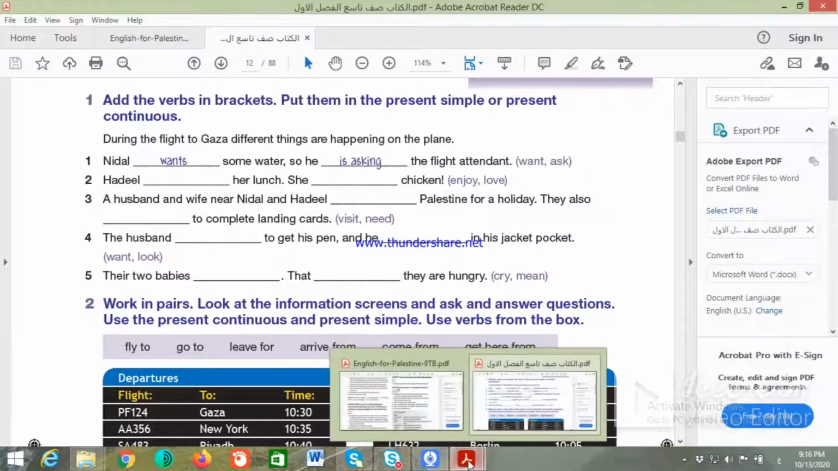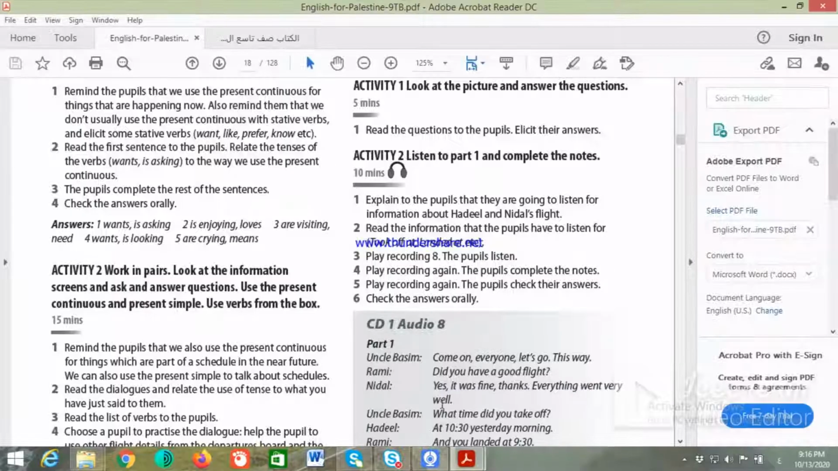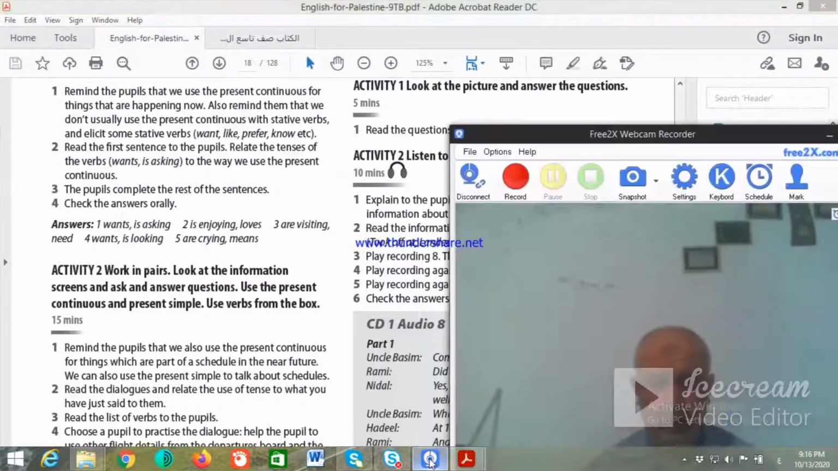Here is the answer. Try to write them well. Number 1 wants, is asking. Number 2 is enjoying, loves. Number 3 are visiting, needs. Number 4 wants, is looking. Number 5 are crying, يبكي means. Okay, here is the answer. Try to write it correctly.